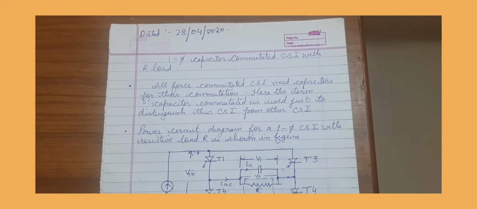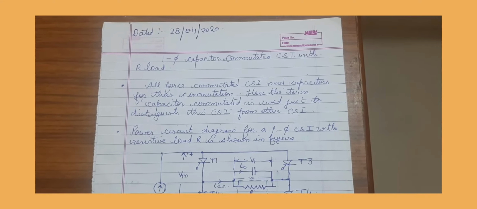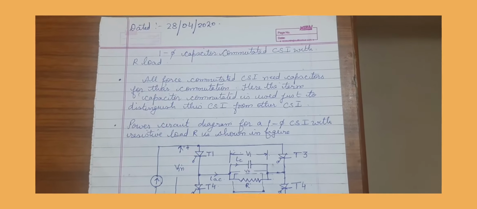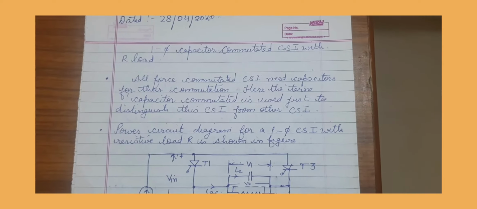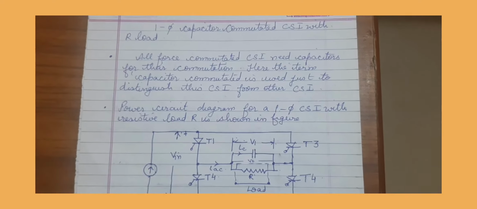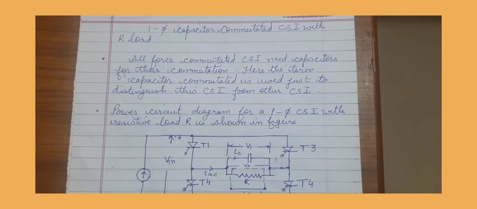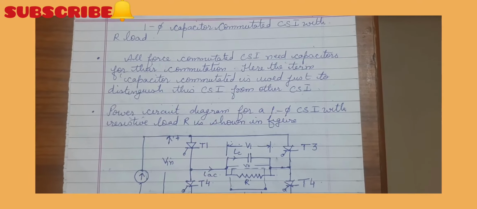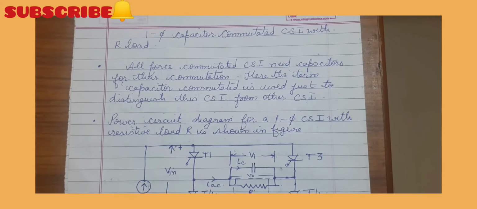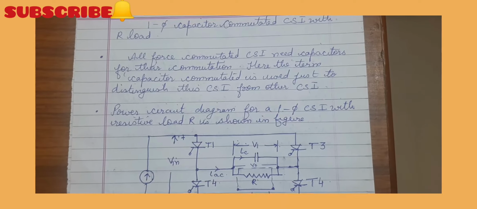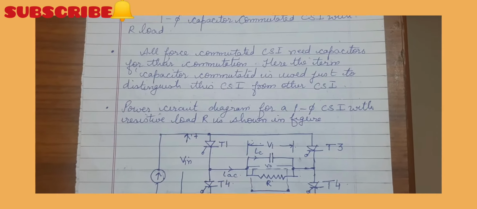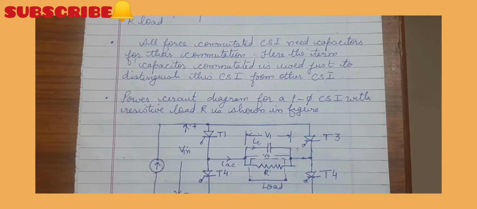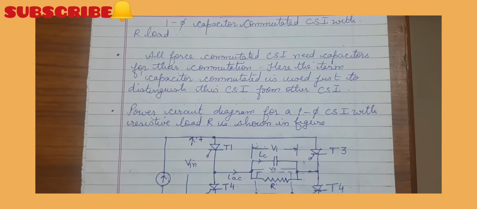Now we are starting with the topic that is in the chapter, the inverter, and the topic is the single phase capacitor commutated current source inverter with RL load. As we have discussed in the previous lecture, all the force commutated CSI, that is current source inverter, need a capacitor for their commutation. Here the term capacitor commutated is used just to distinguish this CSI from other CSI.